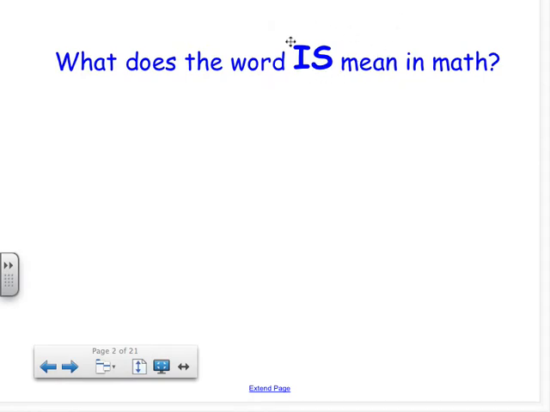So the main difference is that you'll see the word "is" when working with word sentences that translate into equations. So "is" typically translates to equals. Write that down in your notes. It is very important.